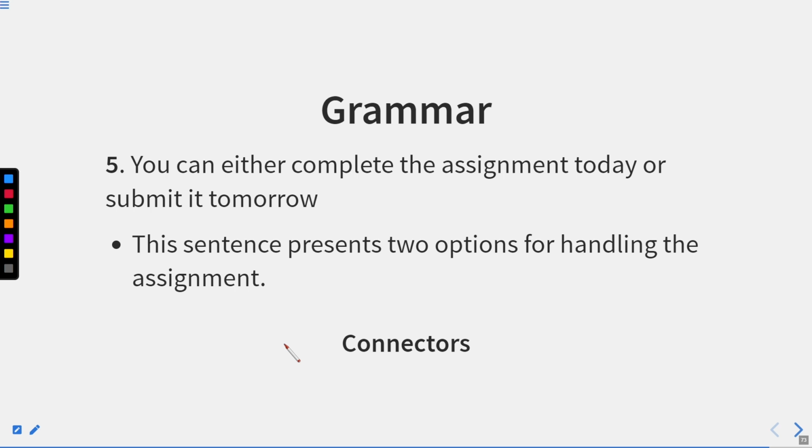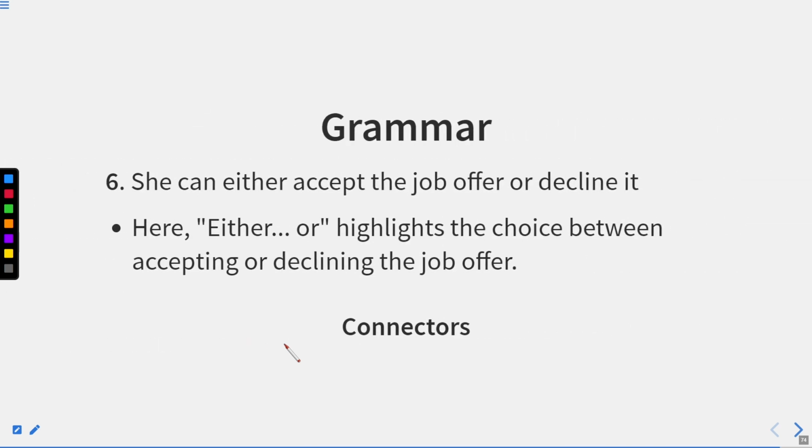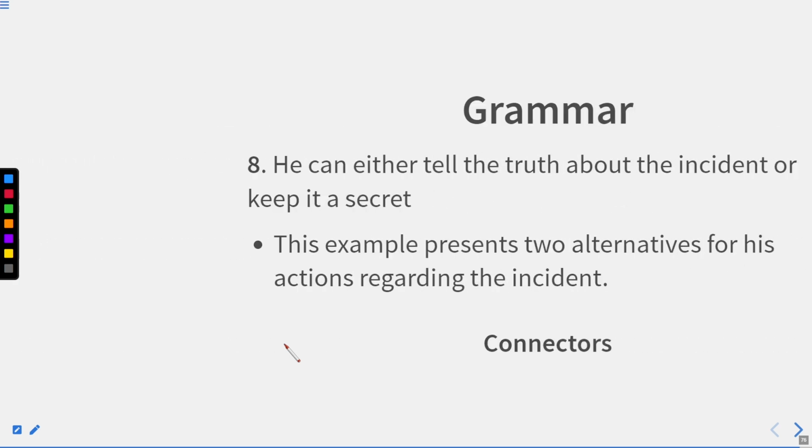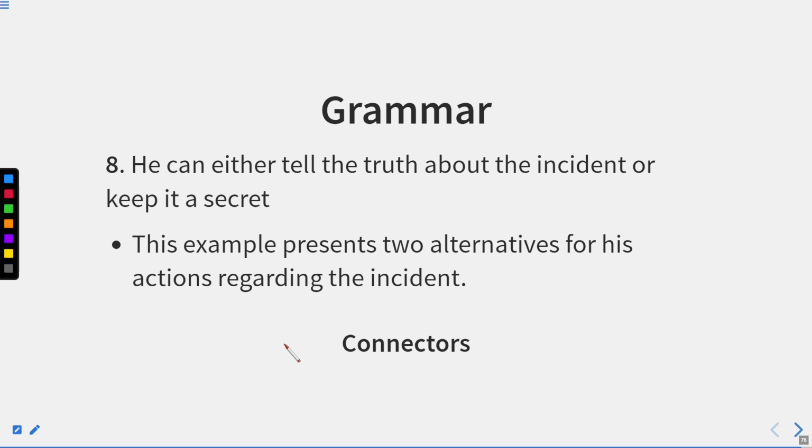You can either complete the assignment today or submit it tomorrow. The sentence presents two options for handling the assignment. She can either accept the job offer or decline it. So, here either or highlights the choice between accepting or declining the job offer. You can either order pizza for dinner or cook something at home. The choice is between ordering pizza or preparing a meal at home. He can either tell the truth about the incident or keep it a secret. This example presents two alternatives for his actions regarding the incident.